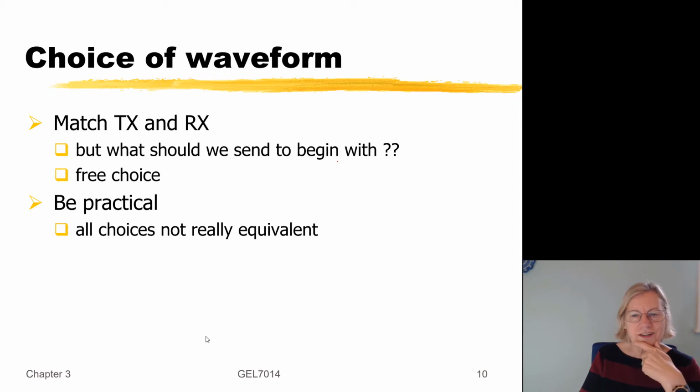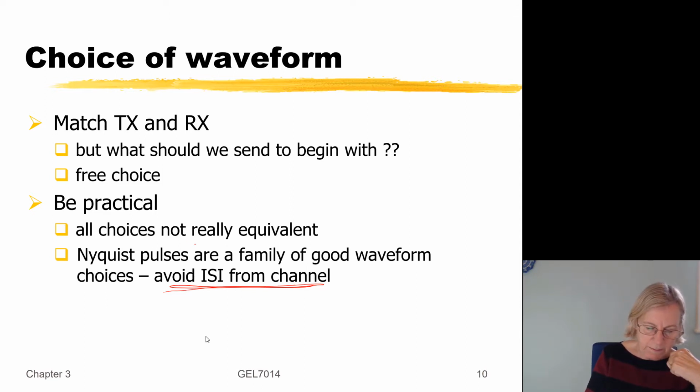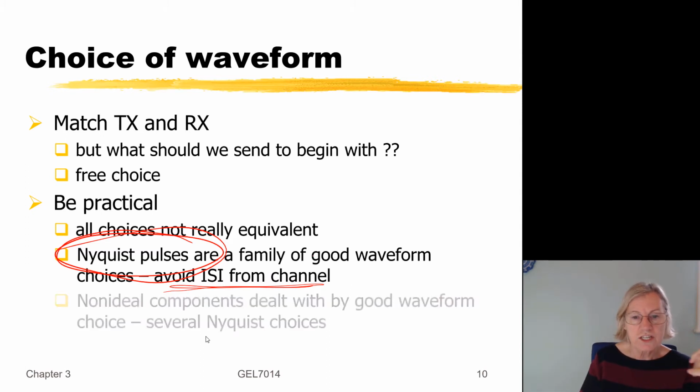So all choices are not really equivalent because some are robust to impairments and others are not. We're going to look first at avoiding ISI from the channel. Avoiding ISI is our first objective. And in order to avoid ISI, we're going to consider a family of pulses called Nyquist pulses. The idea of using a Nyquist pulse is to avoid ISI. And as I said, there's a large selection of them.